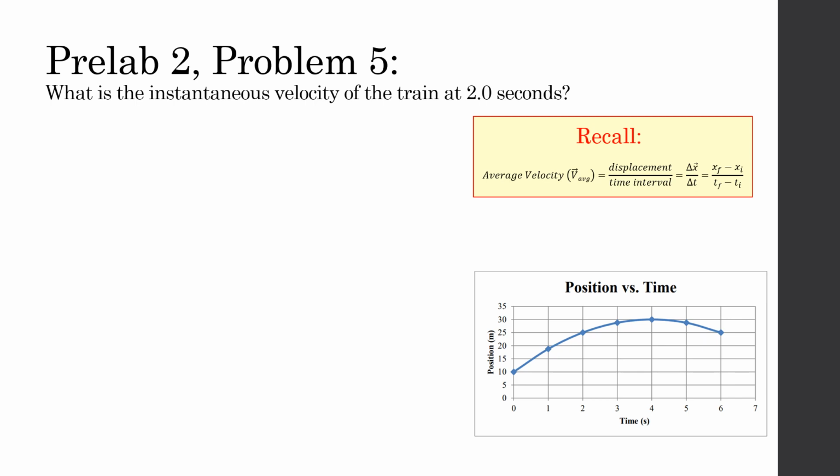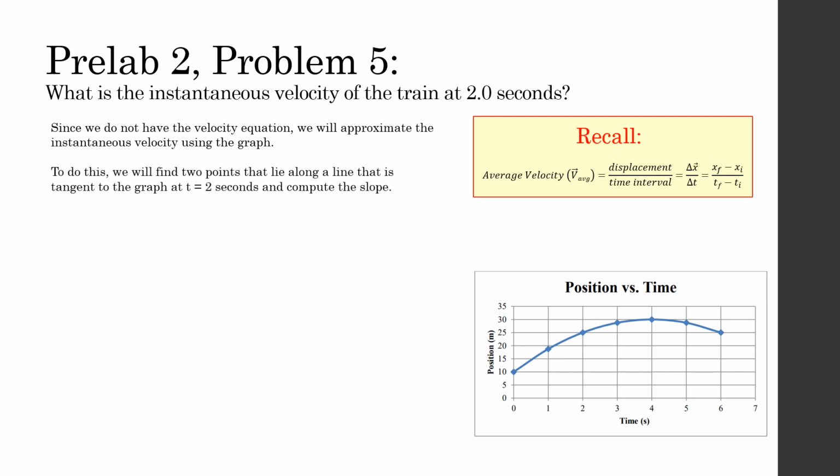So pre-lab practice problem number 5 asks us, what is the instantaneous velocity of the train at 2 seconds? Okay, so since we do not have the velocity equation, we will approximate the instantaneous velocity using the graph. To do this, we will find 2 points that lie along a line that is tangent to the graph at t equal to 2 seconds, and we will compute the slope.